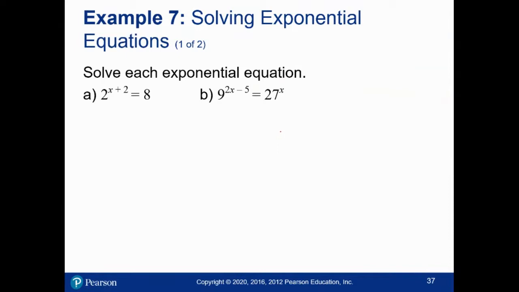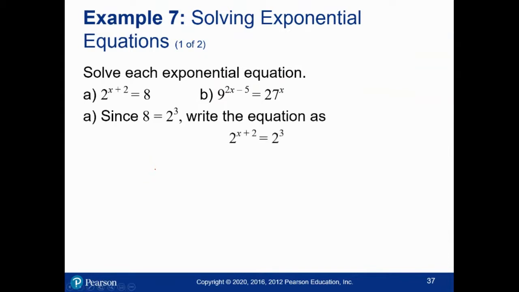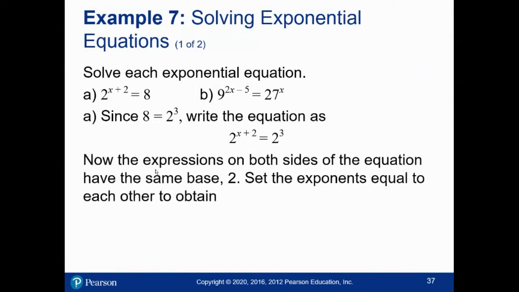Okay, so 9 to the 2x minus 5 equals 27 to the x. Hopefully you wrote that down. Now let's work through this first one: 2 to the x plus 2 equals 8. I don't have the same base on both sides unless I change 8 to be 2 cubed. Because now I have 2 to the x plus 2 equals 2 cubed. But hey, exponential functions are one-to-one. Therefore, the exponents must have been equal. x plus 2 must equal 3, and therefore x is 1.